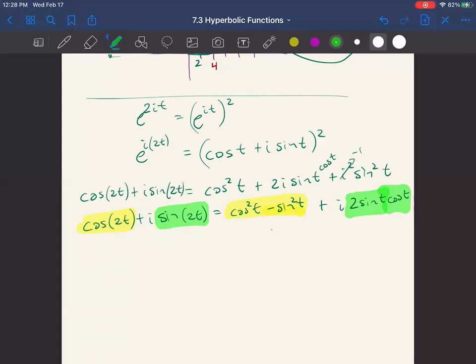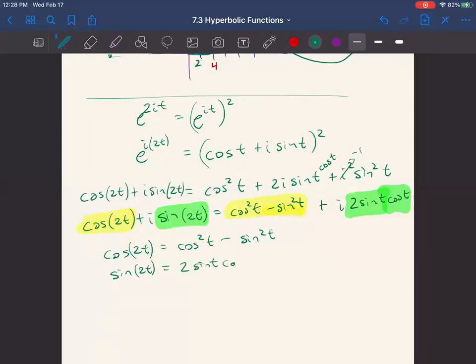Okay. So we can come down here and say cosine of 2t equals cosine squared t minus sine squared t. That's a trig identity. And we can also say sine of 2t equals 2 sine t cosine t. Y'all seen those trig identities before? And there they are, derived just from that. Pretty neat.